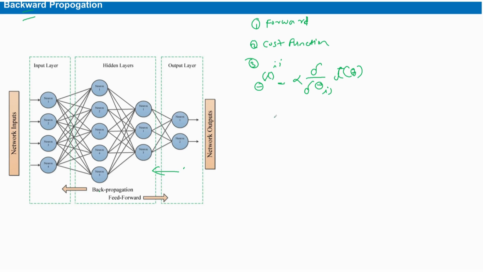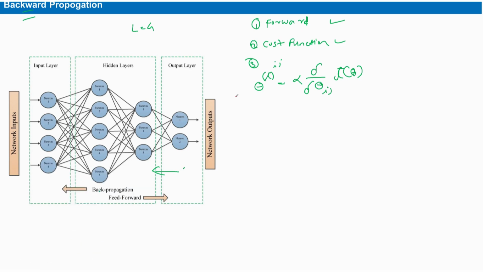As I said, the first step is to compute the forward pass, then compute the cost function, and then, in order to update all these theta parameters, we need to find the derivative with respect to the cost function. So how are we going to do that? I will explain with this example, where L is equal to 4. Let's see how backward propagation is computed.